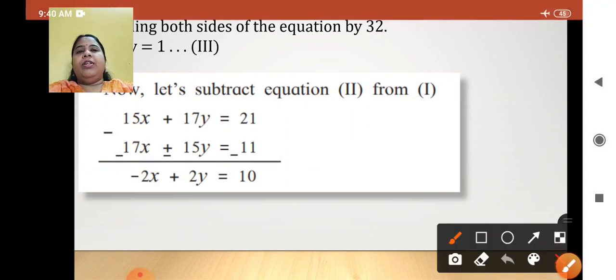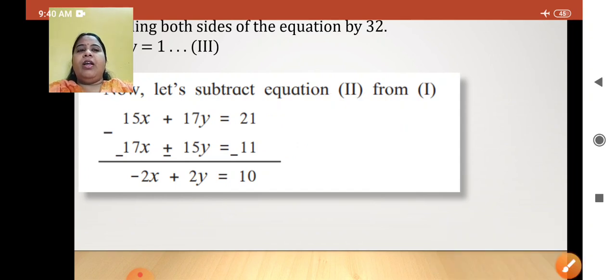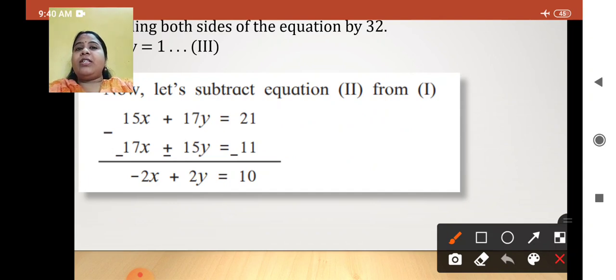I hope you remember, this was equation number 1 and this is equation number 2. Remember this statement: subtract equation 2 from 1. This 2 I am subtracting from 1. Be careful about this. Do not write subtract 1 and 2, that is the wrong way of writing. Write subtract 2 from 1. And whenever we subtract, I hope it is clear that we need to change the signs. So 17x will now become minus, 15y will now become minus, and 11 will again become minus. So all the signs have to be changed, and that change of sign also has to be shown in the exam. Okay.